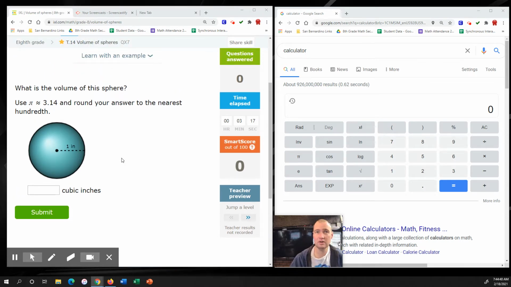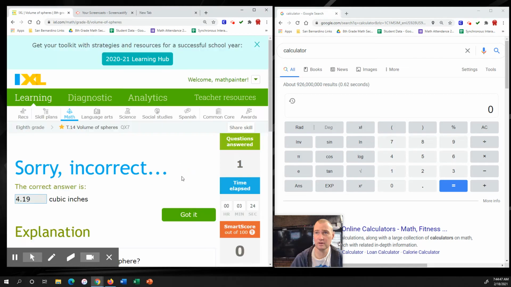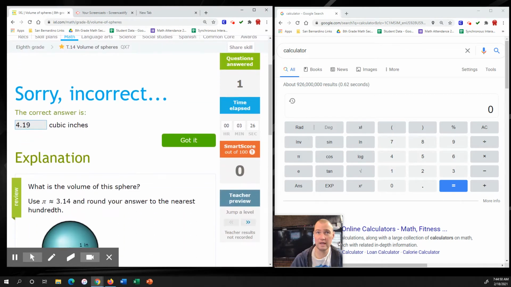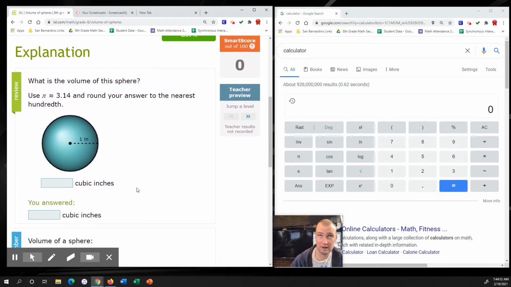So when learning how to do this, what I always do is just go ahead and submit it. Notice I got 0 questions correct and 0 smart scores. So if I just submit it and get it wrong, I lose no points and I get the full explanation of how to do it.